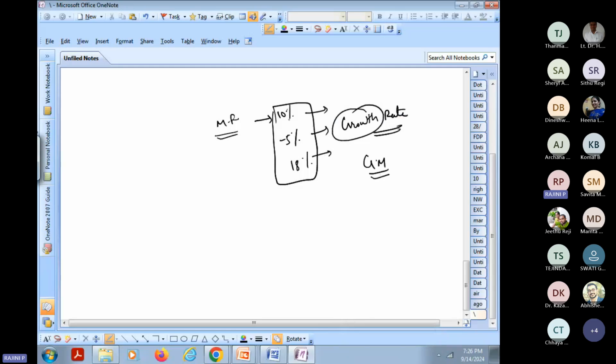Clear? So in the first year, I got 10% growth, in the second year minus 5% growth, and in the third year 18% growth. If you want to know the percentage change in the data, if you're talking about a rate, then we go for the geometric mean, right?